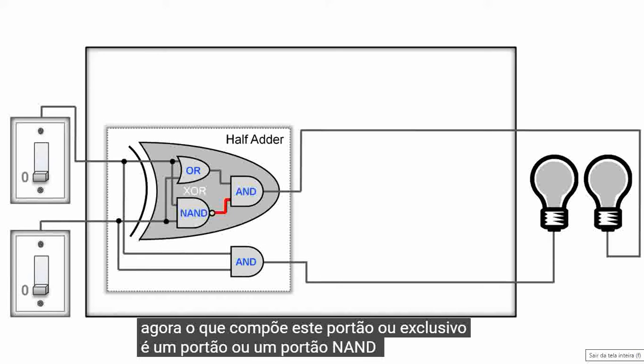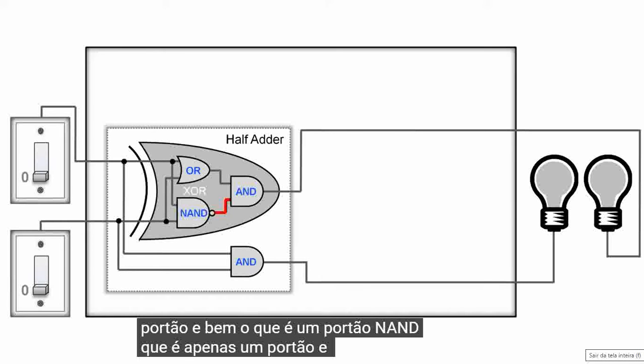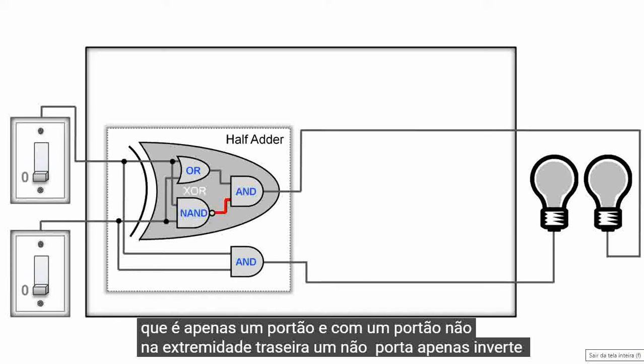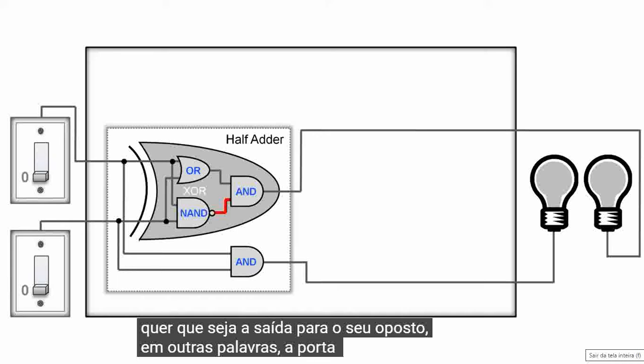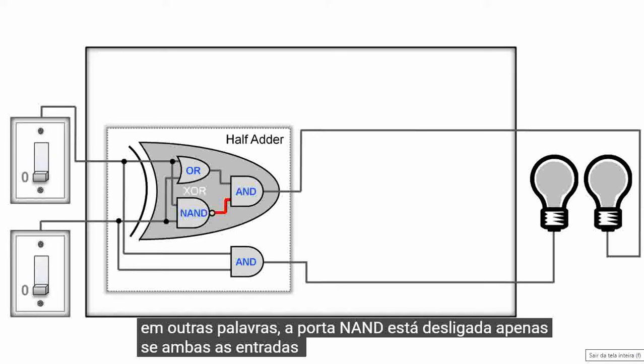Well, what's a NAND gate? That's just an AND gate with a NOT gate on the back end. A NOT gate just flips whatever the output is to its opposite. In other words, the NAND gate is only off if both inputs are on, the exact opposite of the AND gate. This is the key part of the exclusive OR gate.